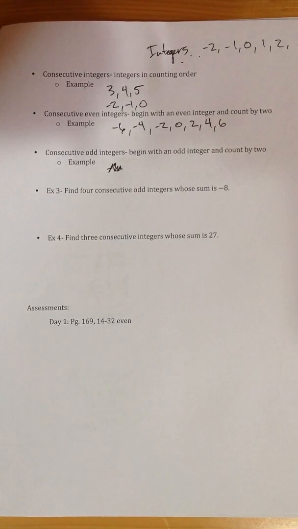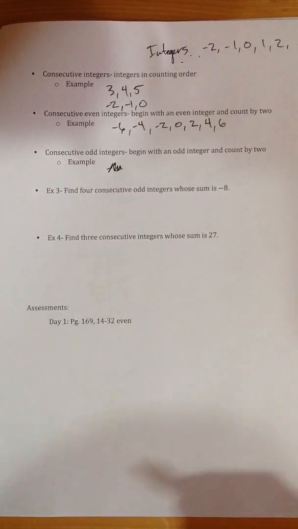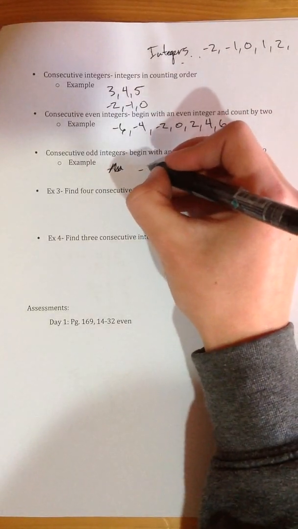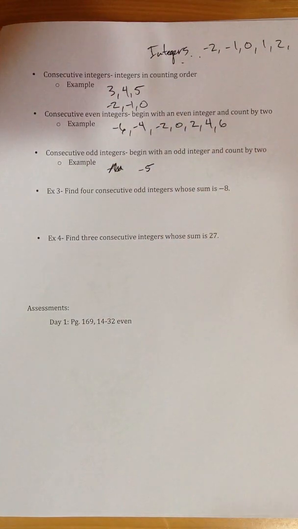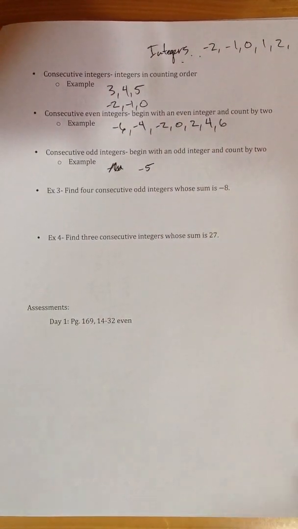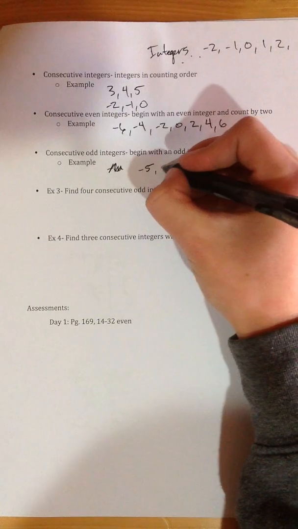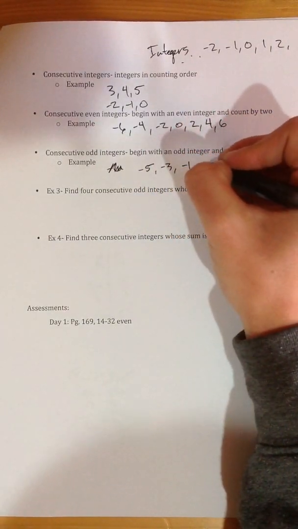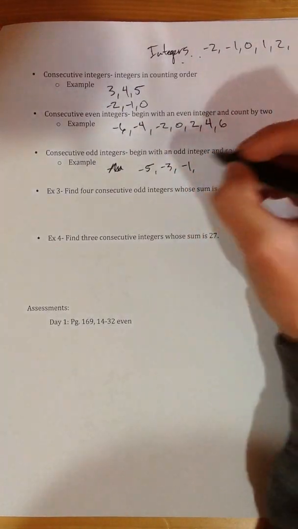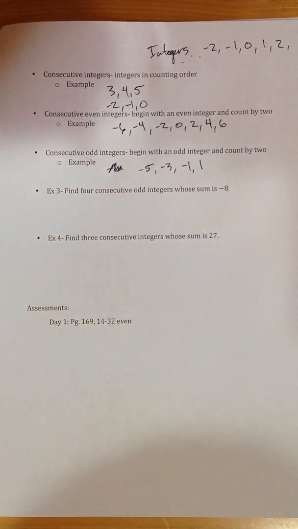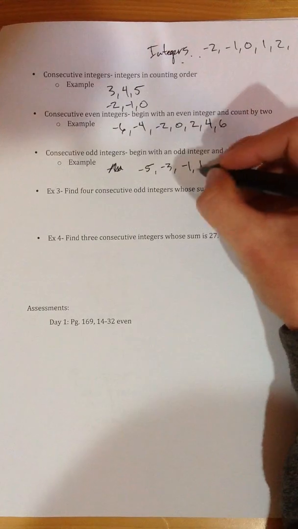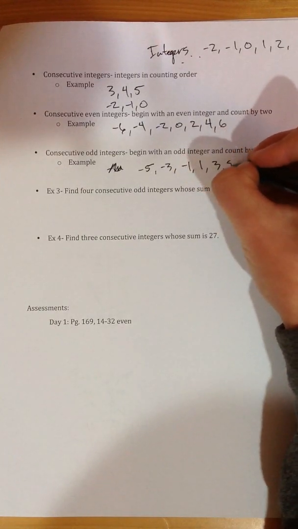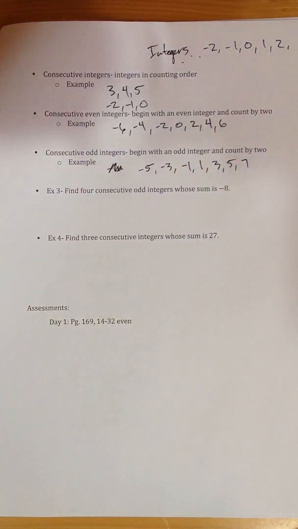Now our odds are basically the same thing, except we start with an odd integer and then we go up by 2. So like say we started with negative 5. So negative 5 would be an odd integer. Then if we go to the next one, if we add 2 to that, that would be negative 3, negative 1. We skip 0 because that's only 1 away from negative 1, and we go to a positive 1. And then the next one there would be 3, 5, 7, and so on.